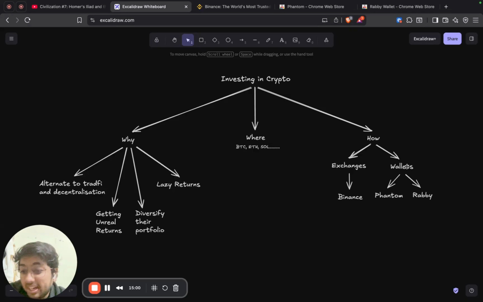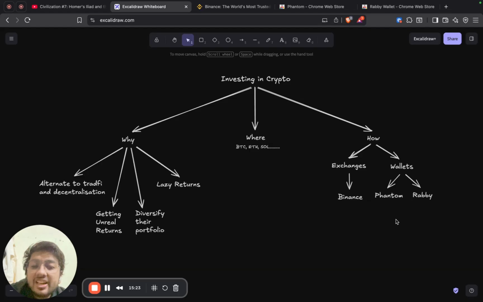Because it limits your potential to transact online. It limits your potential to access lazy returns. It limits your potential to access the entire Ethereum ecosystem, Solana ecosystem, the on-chain economy, the world of DeFi. So that's why you keep your money in wallets.